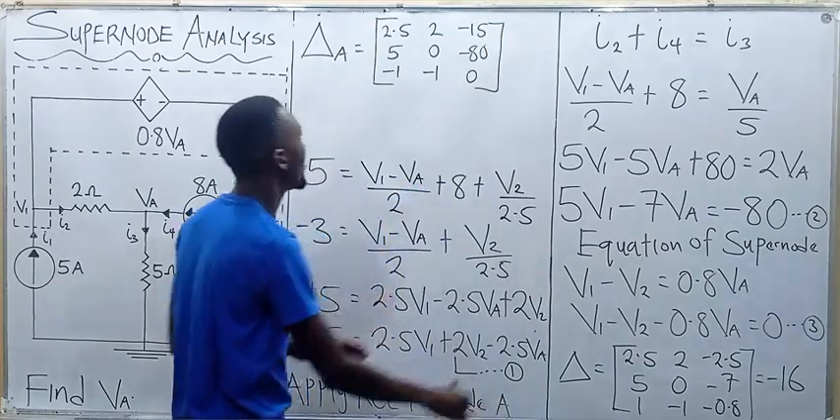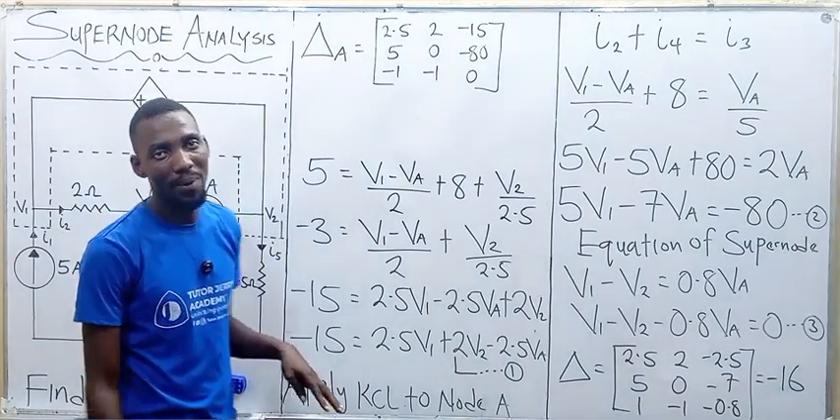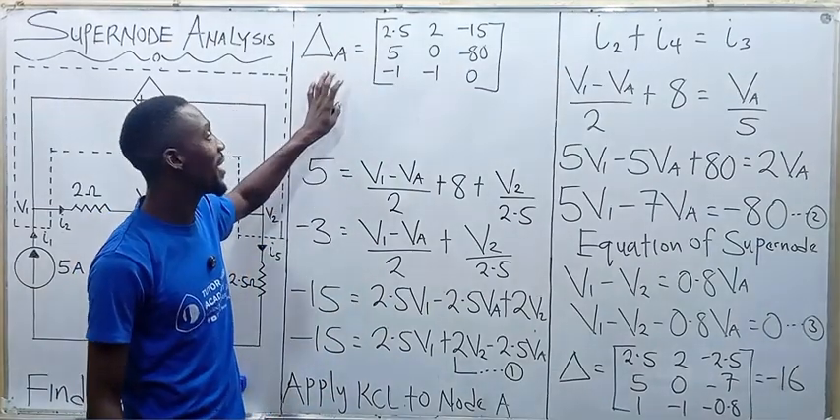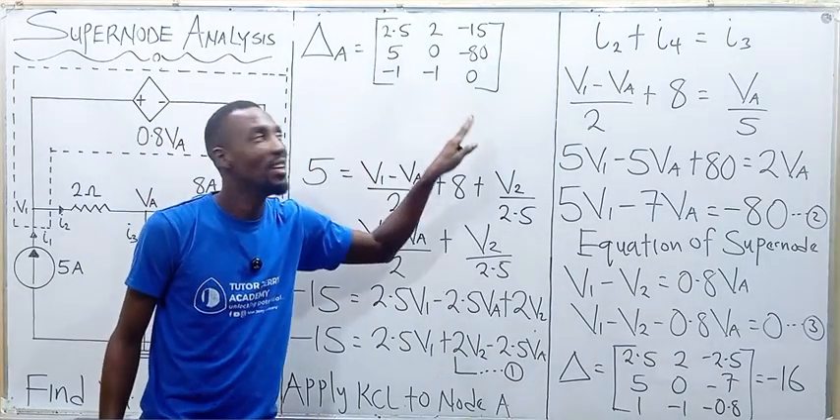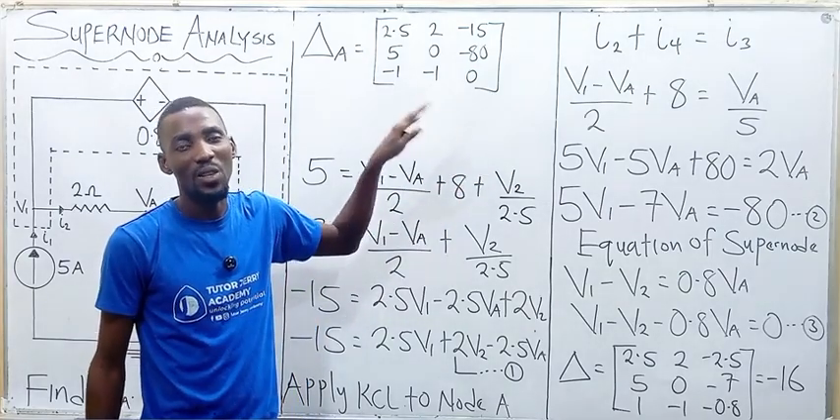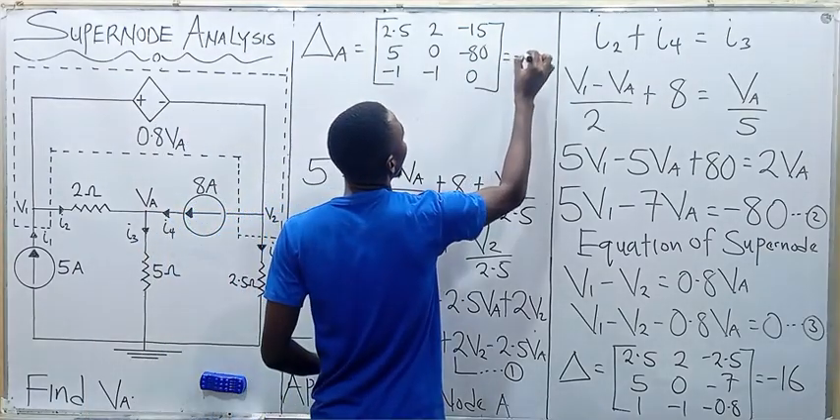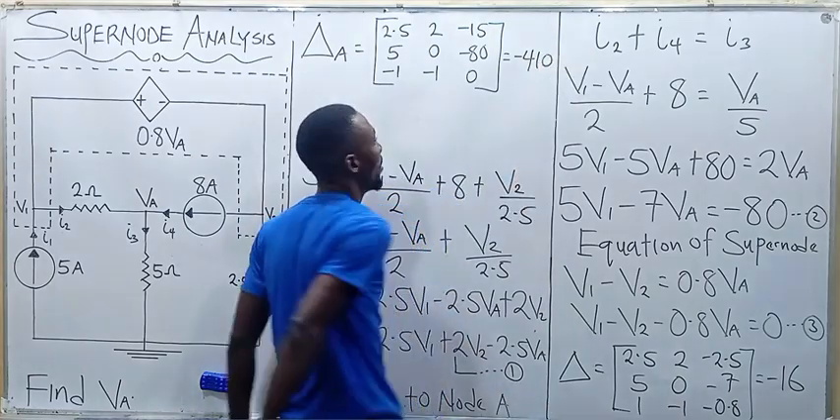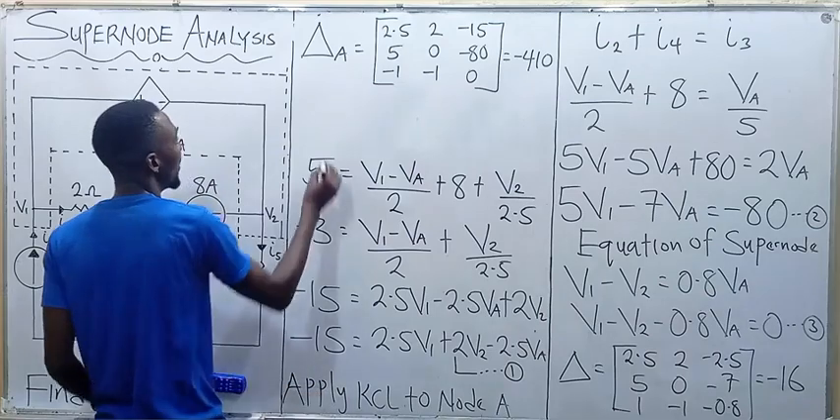All right. So by the time you find the determinant of what we have here, you are going to have your answer to be equals to what? Minus 410. All right, so we can therefore find VA now.